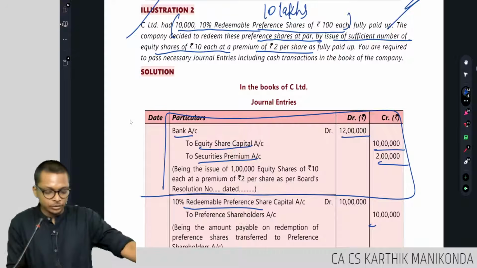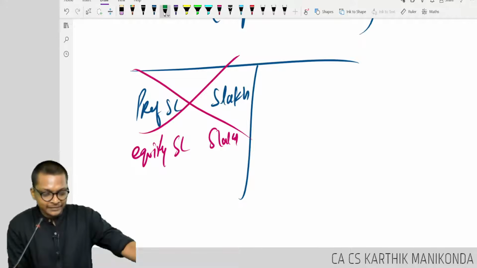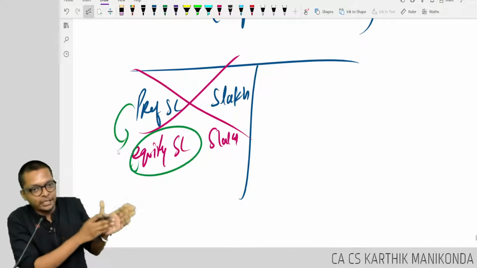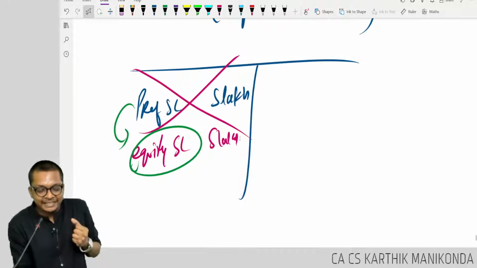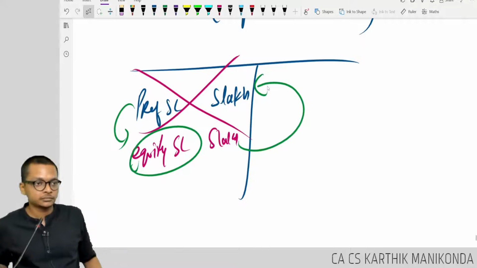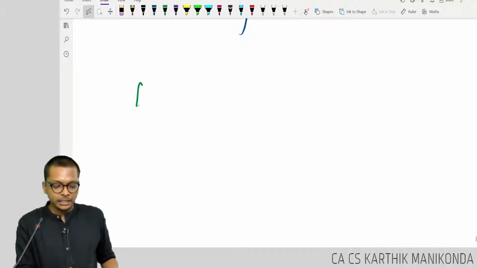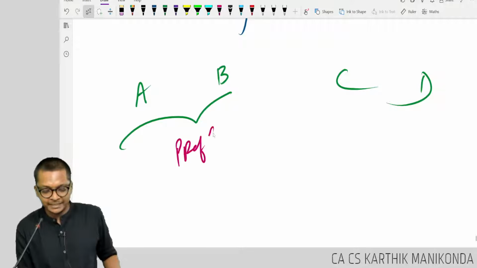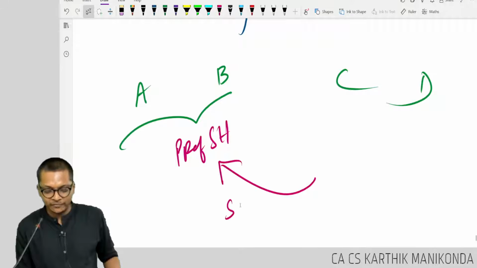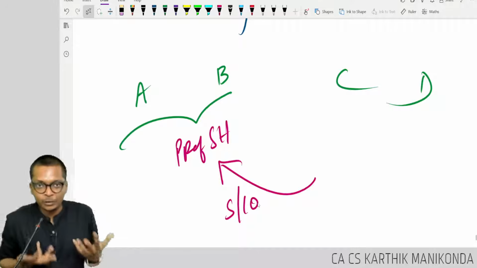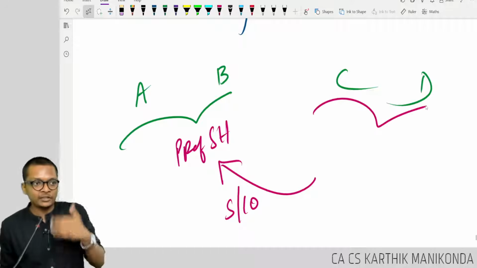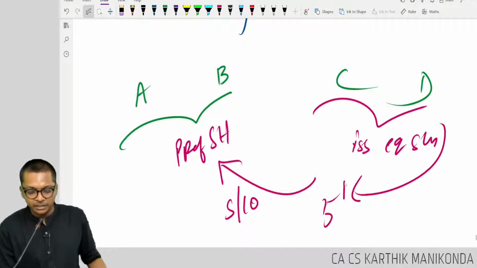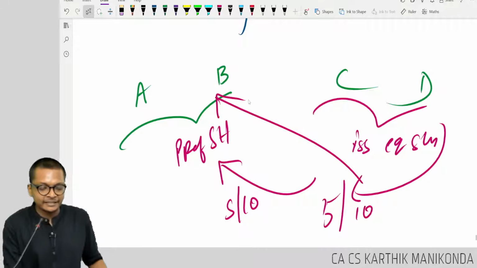No, no, they are not giving. Okay, let me clarify. They are not giving equity shares to preference shareholders. No, I am separately issuing equity shares, collecting that money and giving that money to preference shareholders. For example, A, B, C, D. A and B could be my existing preference shareholders. I have to repay them 5 lakhs or 10 lakhs, illustration 1 and 2. I don't have that money. So newly for C and D I am issuing equity shares. They gave me how much? 5 lakhs or 10 lakhs. That money is given now to A and B.